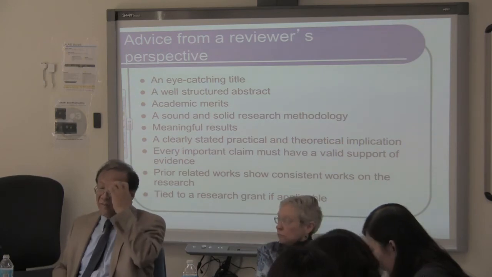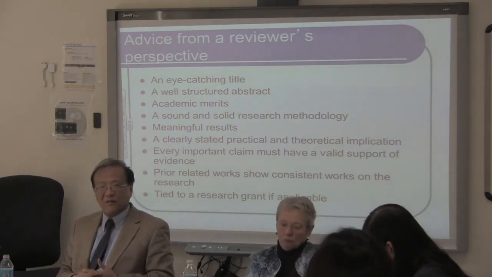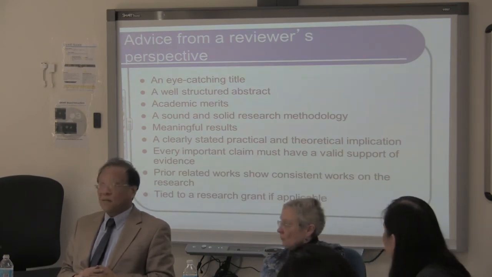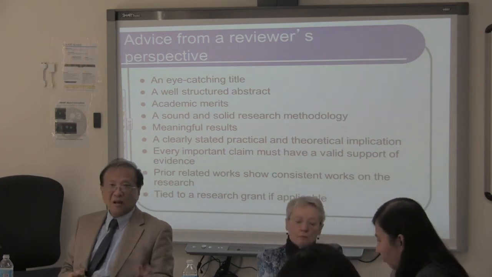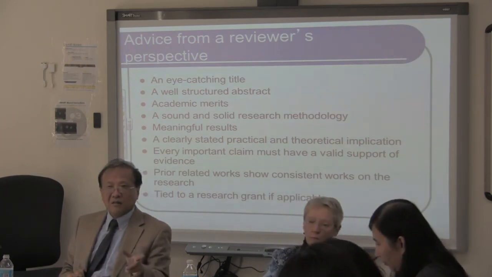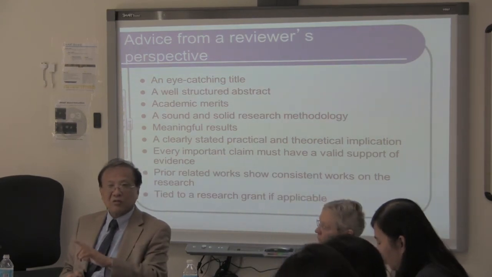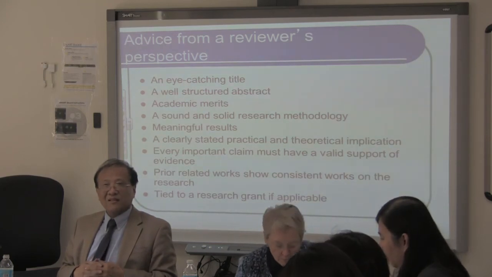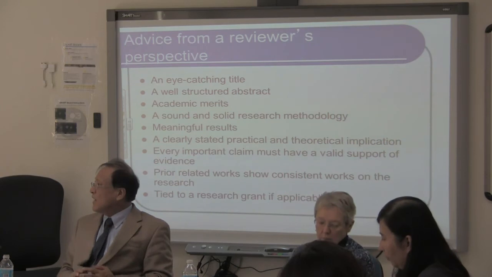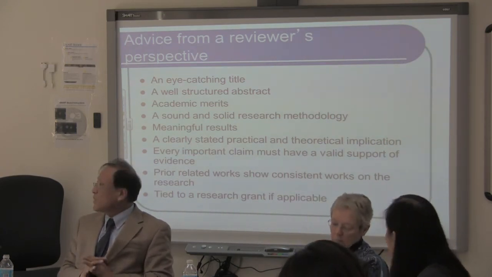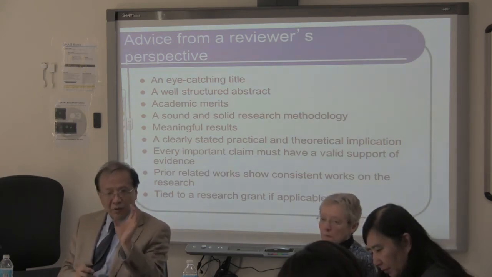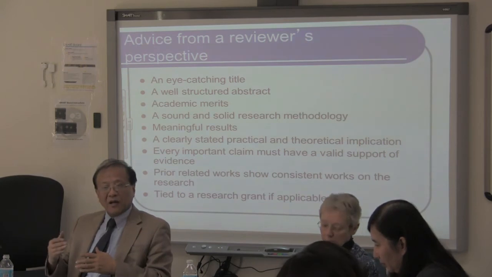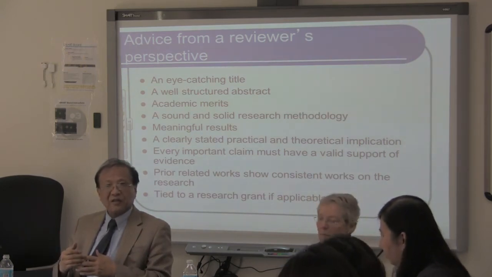Okay, let's go quickly. In terms of the second point, sometimes you have an eye-catching title, that is very important. Also a well-structured abstract, academic merits, which we have included, and also sound and solid research methods. That's very important. When I review, I put much more time on the research methods. I'm not looking at the result, and the result may be glorious. But if the research method is very shady, you can quickly put it in the penalty list. Also clearly state the practical and theoretical implications, and make sure every important claim includes a citation. Otherwise people may ask questions, where did you get this? That is very careful.